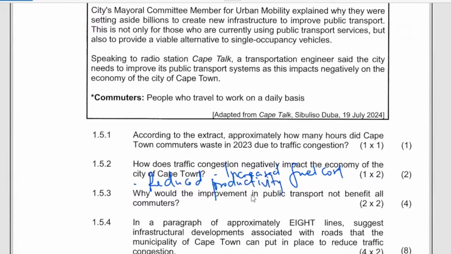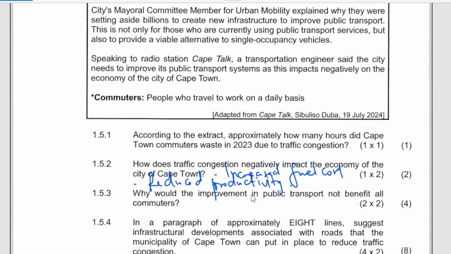A worker has to spend a lot of time on the road because of traffic congestion. By the time they reach their workplace, they are already tired because they've overspent time traveling. And also, the stress of traveling on congested roads is actually a demotivator to the productivity of a worker.